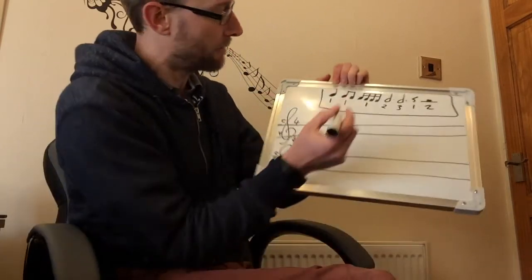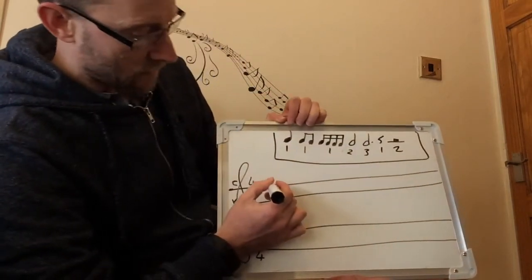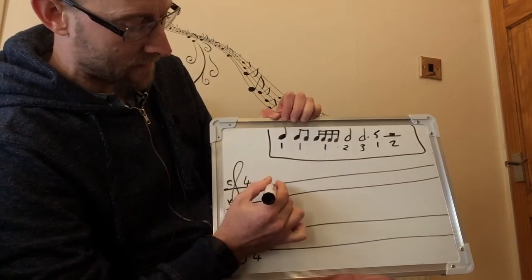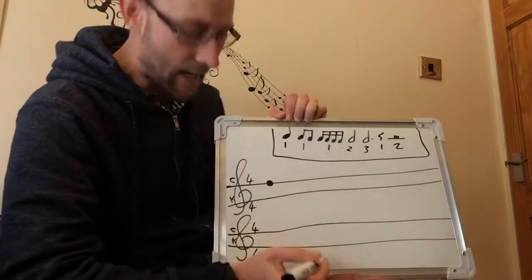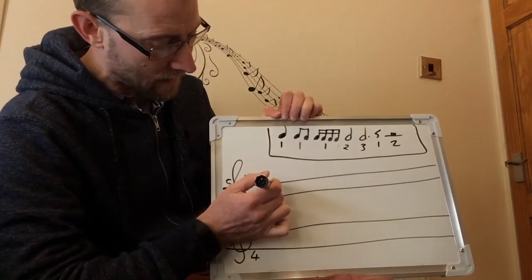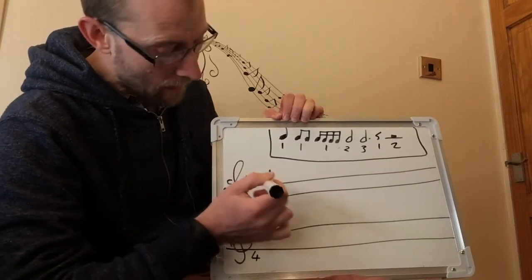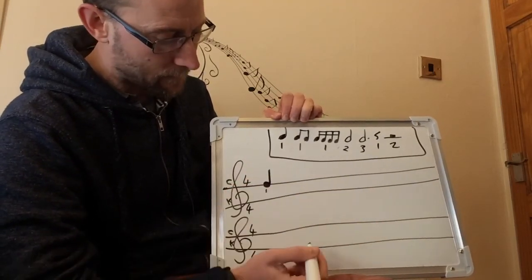So I'm going to start with a crotchet just here. So again, I make sure the circle is inside the line. But today, if you're writing on the top line, your stick is going to go up. And you're still going to write the number 1 underneath.